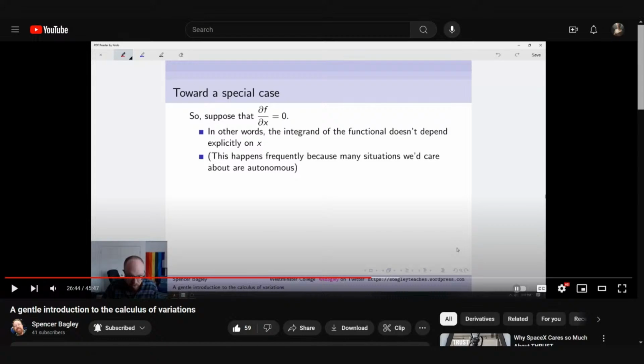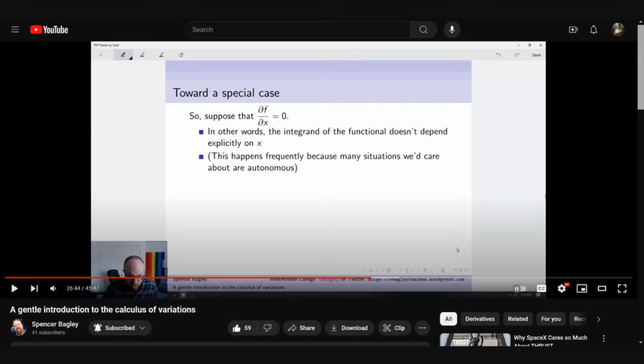Of course not. It depends on a. How could it depend on x? You input a function over x. It should not depend. How could it depend on x? It's just a number. This happens frequently because many situations we'd care about are autonomous.